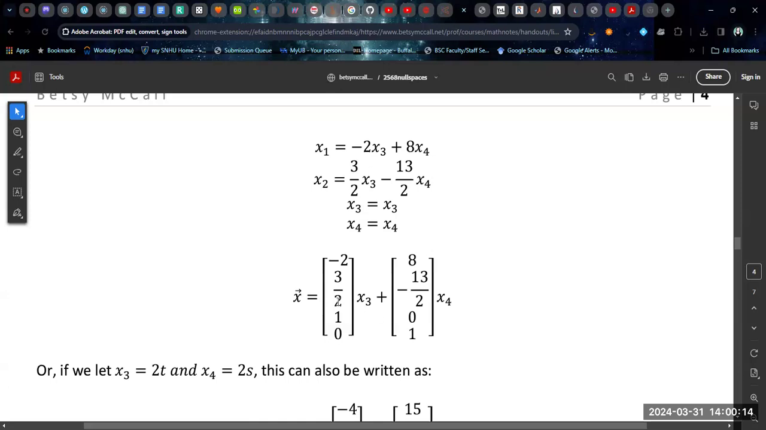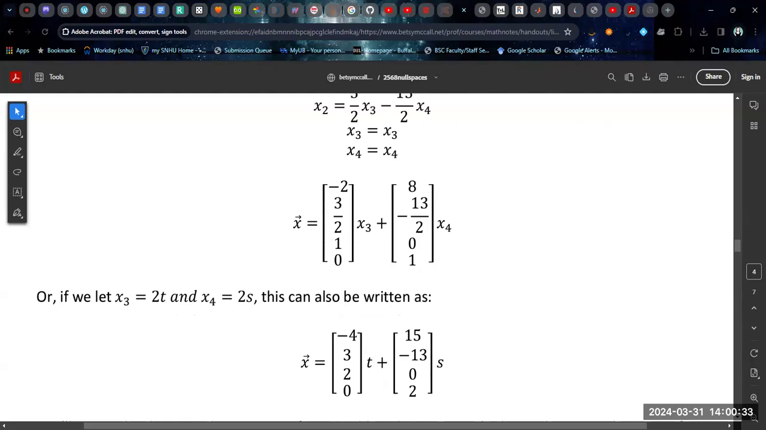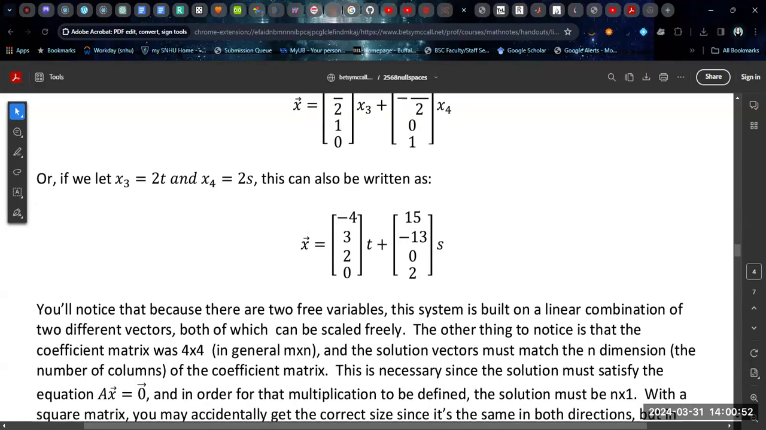And then, again, if I want to clear my fractions, I can let x3 be 2t and x4 be 2s. I need to pick a different parameter because these are not tied together. They are still independent of each other. And so if I distribute the 2 through these components, I end up with -4, 3, 2, 0 times t and 16, -13, 0, 2 multiplying s. Again, that should be 16 because 8 times 2 is definitely 16 and not 15. Typos.